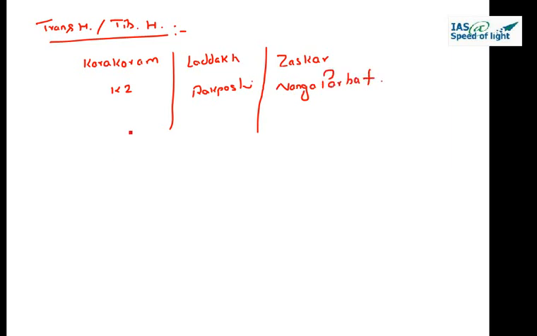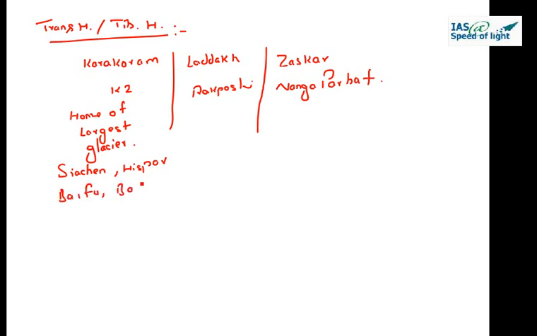Now, if we talk about the Karakoram, it is the home of the largest glaciers of the world. You can note down the name of a very important glacier, Siachen Glacier. We all know the main source of conflict between India and Pakistan, the Siachen Glacier, the Hispar Glacier, the Biafo Glacier, and Batura Glacier.